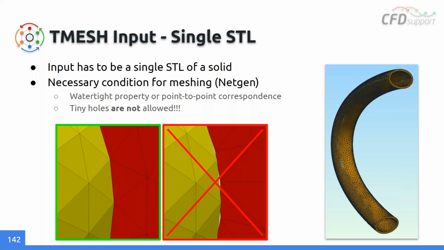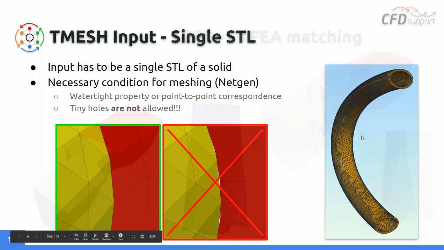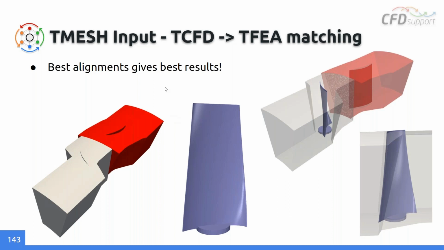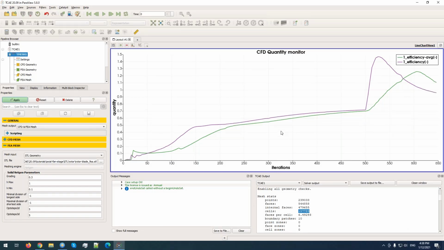There is maybe only one requirement: because it is a solid, it must be waterproof. So the STLs must be waterproof for these cases, and there must be really good alignment between the CFD input geometry and CFD mesh, and the FEA input geometry and FEA mesh, because it is automatically mapped. This FSI connection is done from the CFD results to the FEA results.